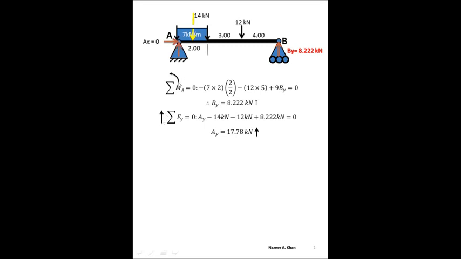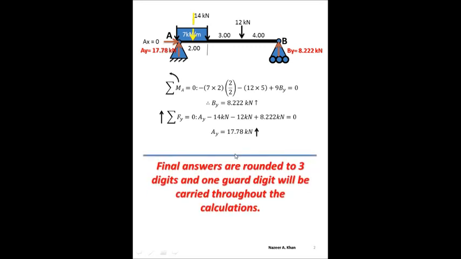When we look at forces going up, we have AY going up, that's a positive. We have the 14 kilonewton going down, which is a negative, and we have 12 kilonewtons going down, a negative again. And we have a magnitude for BY now, and that's going up, positive. Crunch the numbers, you have 17.78 kilonewtons acting up. So now we have all of our magnitudes that we need for the FBD. Again, my final answer, I'll round off to three significant digits. The other answers, I'm going to carry a guard digit.